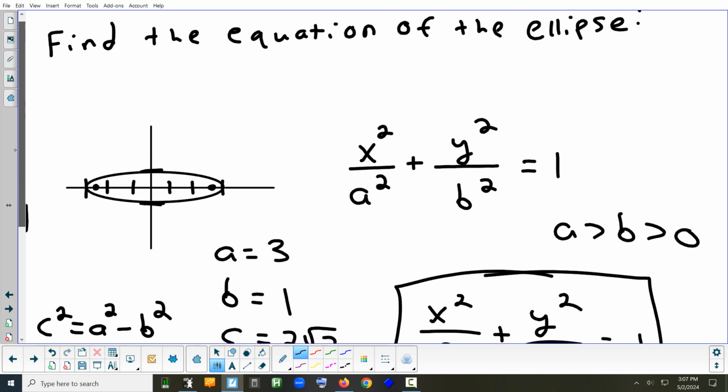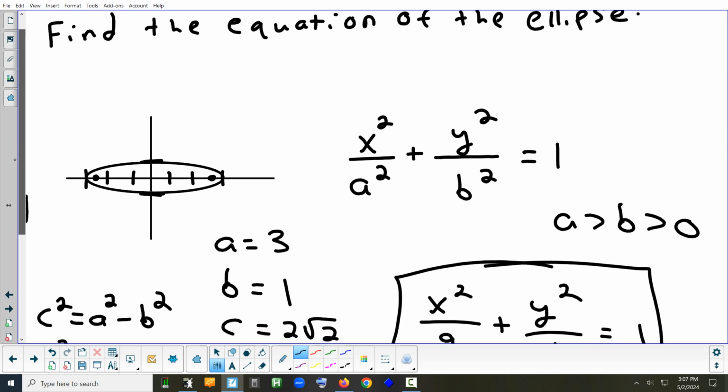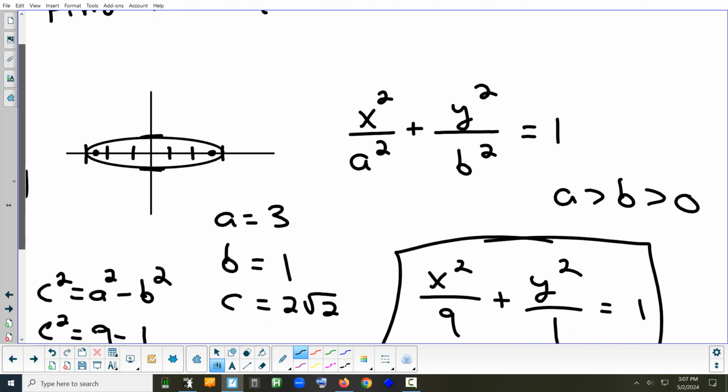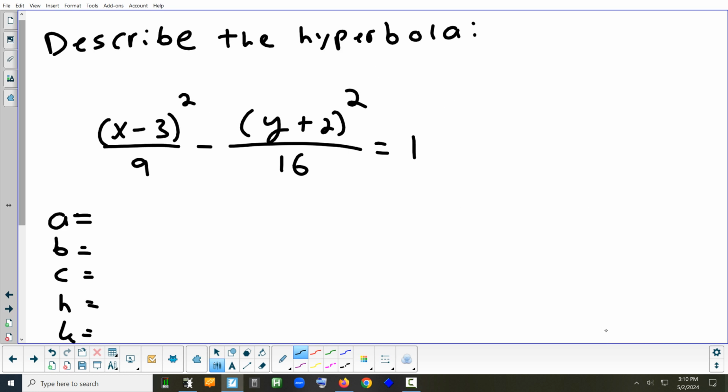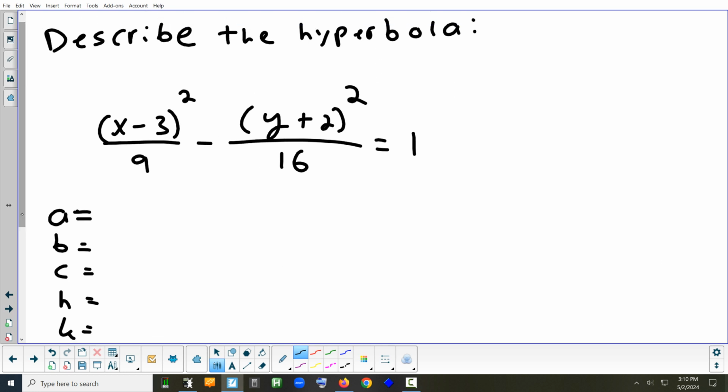Okay, so any questions on finding the equation of an ellipse? Okay, so the next question we're going to look at is describing the hyperbola. This is the kind of question where I give you the equation, and then you give me all the characteristics about it. First thing you always want to do is identify your letters.